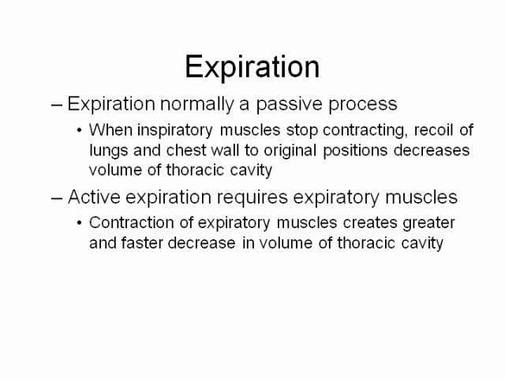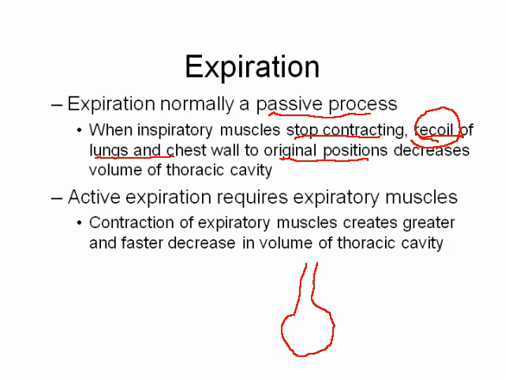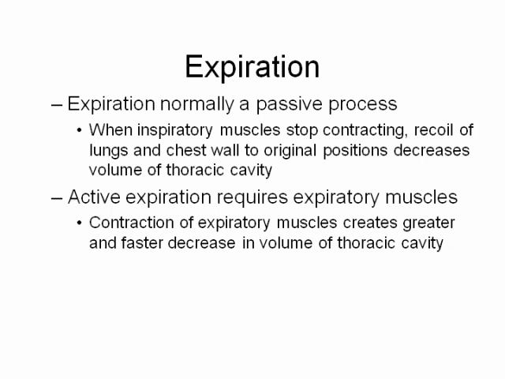So as I said on a previous slide, expiration is normally a passive process. When the inspiratory muscles stop contracting, there is a recoil of the lungs and the chest wall to their original position, which means, of course, that if this is the chest wall out here and this is the lung, we stop pulling out on both, which means now we have an inward recoil of both the lung and chest wall, bringing them back to their original positions, bringing back the volume to its original value before we expanded the lungs.